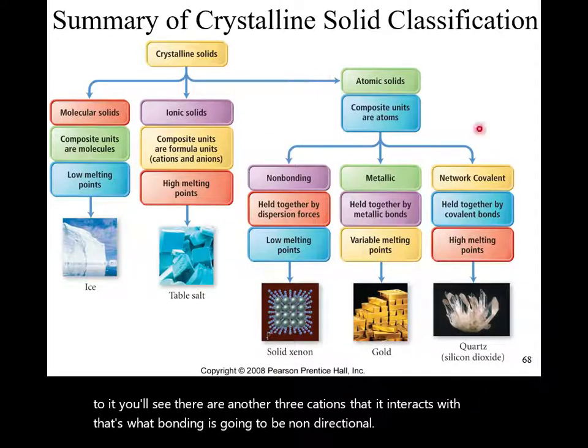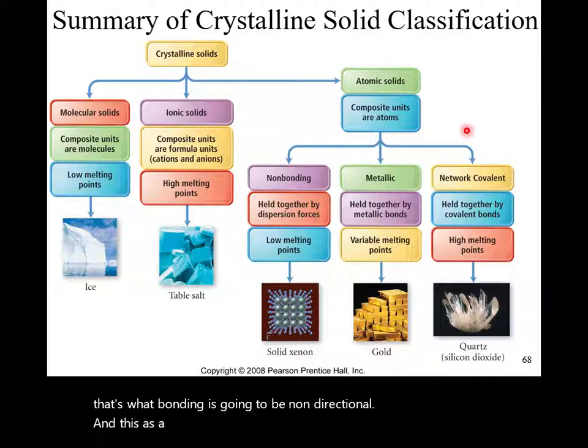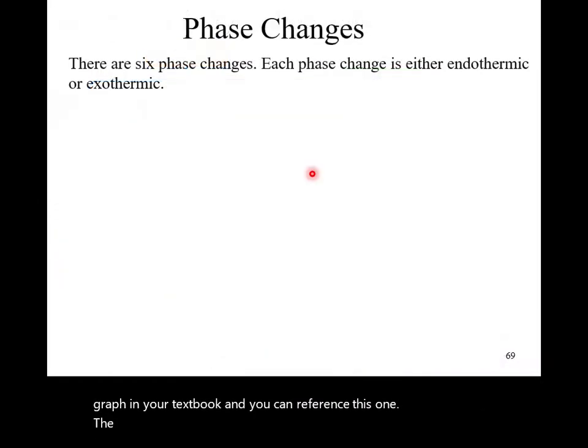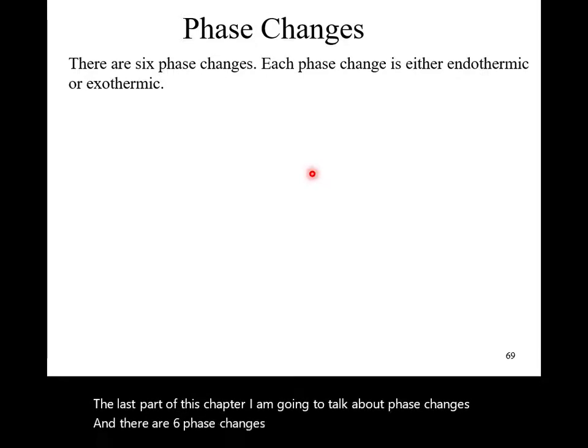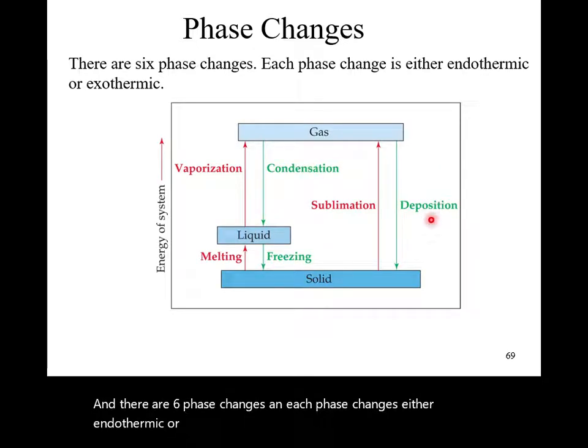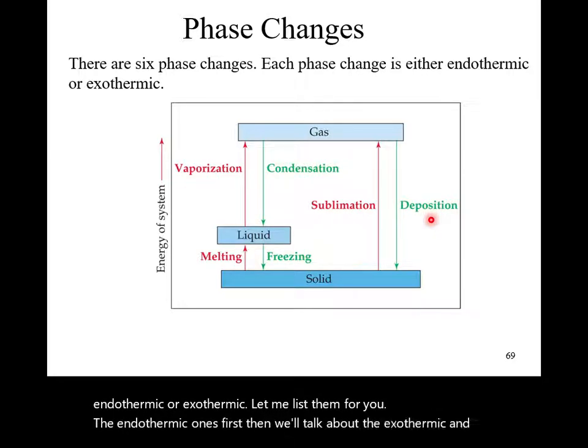And this is a summary of crystalline solids. You have this graph in your textbook and you can reference this one. The last part of this chapter, I'm going to talk about phase changes. And there are 6 phase changes, and each phase change is either endothermic or exothermic. Let me list them for you. The endothermic ones first, then we'll talk about the exothermic, and you need to know what each is.